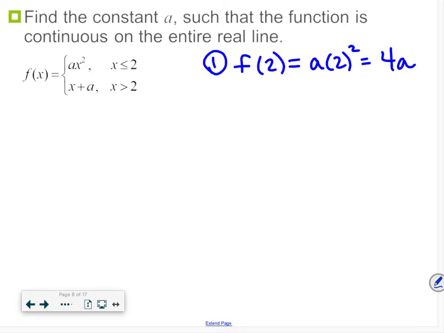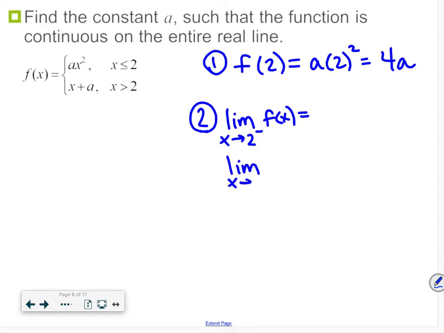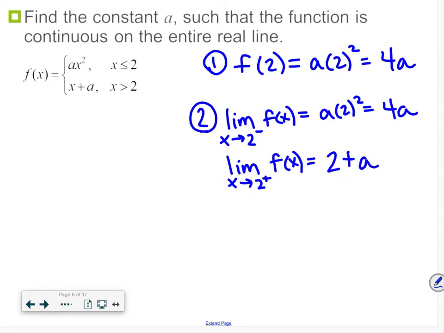Secondly, we need the limit to exist. Since we have a piecewise function, we must consider the limit from the left, and we must consider the limit from the right. The limit from the left would be that ax squared, right? The limit from the right, x greater than 2, is x plus a. Now if we want the limit to exist, what needs to be true about the right and the left-hand limit that we just found? They've got to be the same.